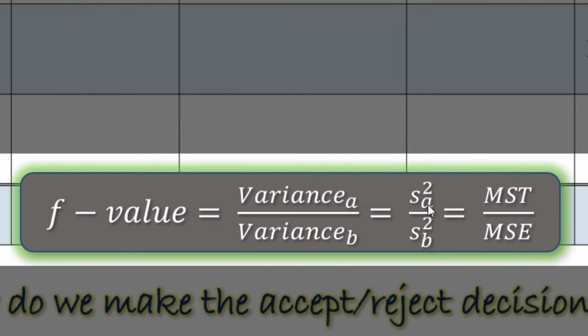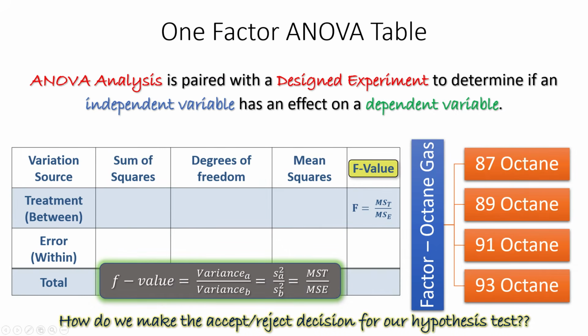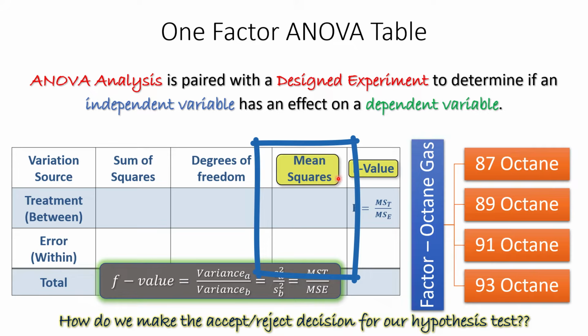In ANOVA, we simplify this equation into the mean square of the treatment divided by the mean square of the error. And the point I'm trying to make is that the mean square of the treatment and the mean square of the error are both measures of variance. Okay, that's a really important topic. In fact, I want to explain that a little bit deeper in just a second. You can see here on the ANOVA table, there's an entire column dedicated to the mean square. So we're actually going to calculate these values, and then we're going to take the ratio of those two values.